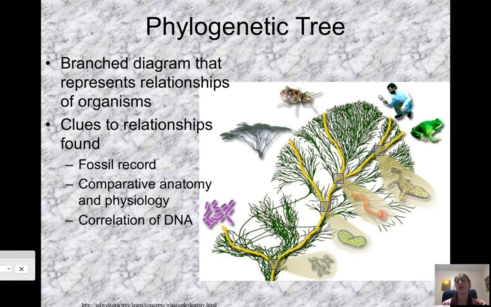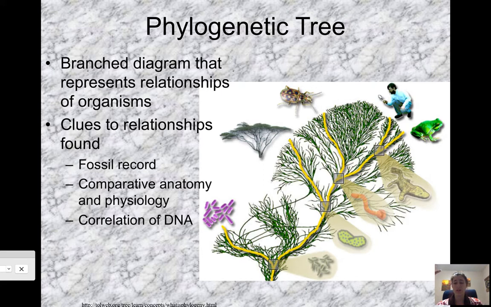All right, so now that we've kind of gotten through the characteristics of our different kingdoms, let's talk about how we put things into those kingdoms. So a phylogenetic tree gives us a diagram that represents relationships between organisms, and we can use this to find clues to relationships to one another.